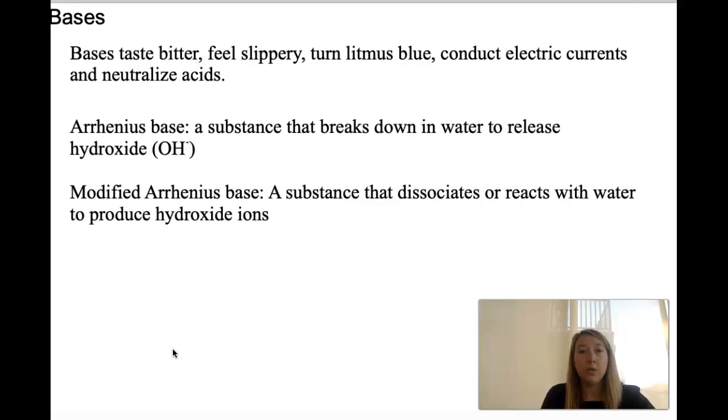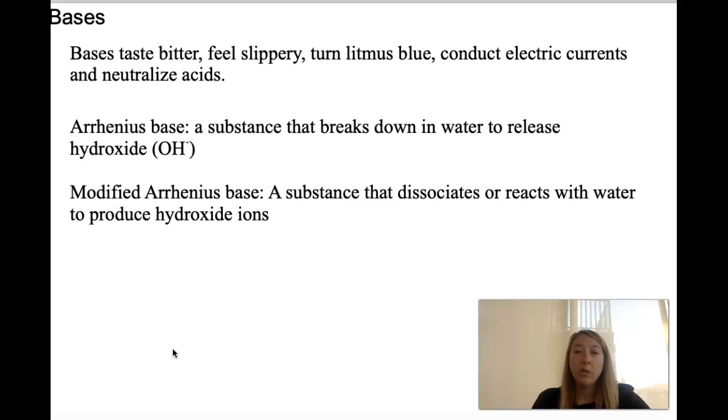Our definitions. So we talked about an Arrhenius base, and this was something that contained hydroxide. So sodium hydroxide, magnesium hydroxide, those are what we call classic bases because they all have hydroxide and are super easy to recognize. Then we talked about the modified Arrhenius base. We talked about this when we got into some compounds that didn't really do what we expected them to do, right? And ammonia is the classic example that we talk about in Chem 20. Same with sodium hydrogen carbonate or baking soda.